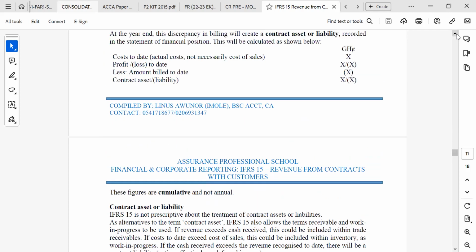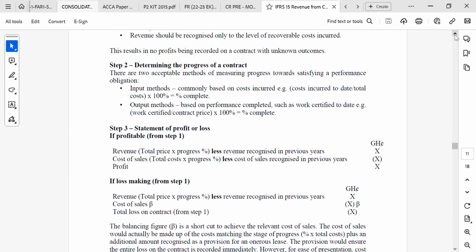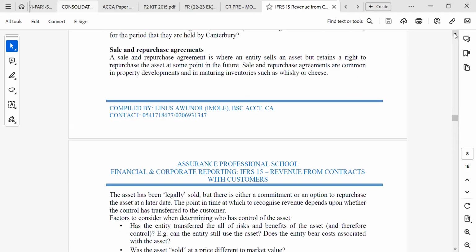When do we recognize revenue? When control associated with the asset has been passed on to the customer. When the risk associated with the asset has been passed to the customer. Possession of the asset has also been passed on to the customer. So you have to use these to know whether it's actually a sell or it's not a sell.